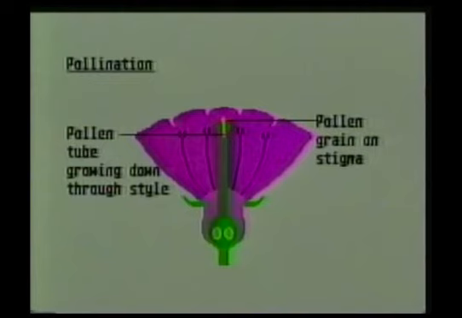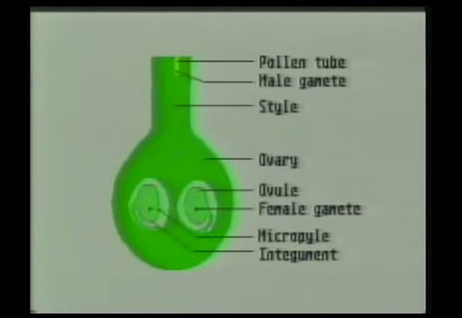The pollen grain produces a tube which contains the male gamete. This tube is called a pollen tube, and it grows down through the stigma and the style. It must also penetrate the tissues of the ovary before it enters the ovule, where the male and female gametes fuse in a process known as fertilization.